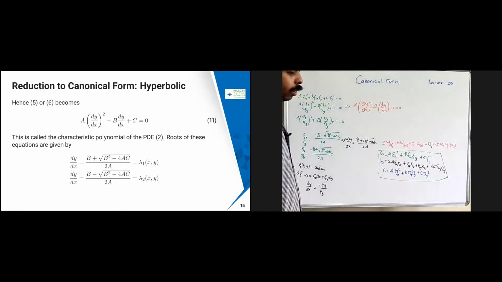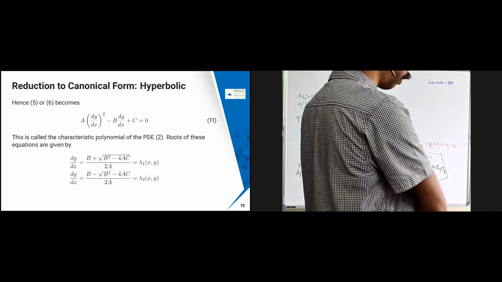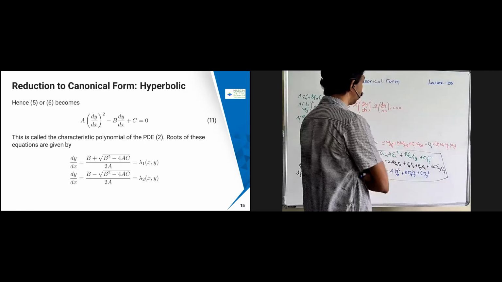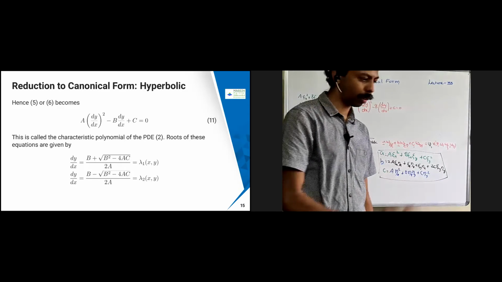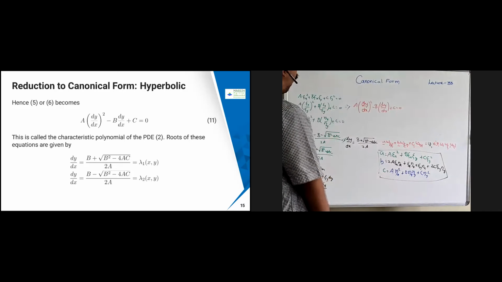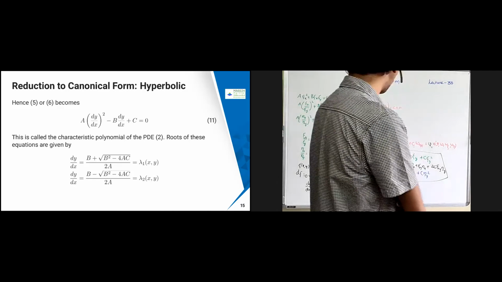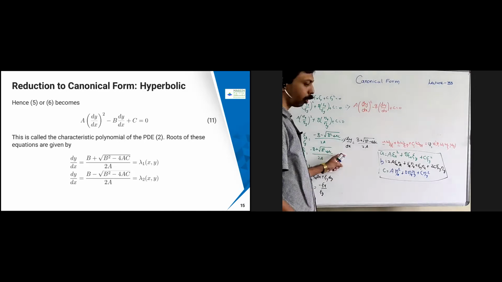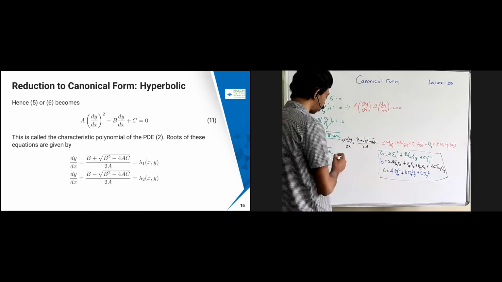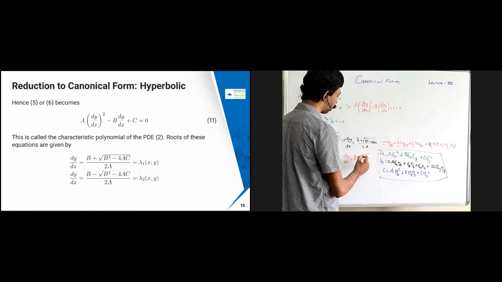Okay, so this equation is called the characteristic polynomial of the PDE. Whatever PDE we obtained, a u x x plus b u x y plus c u y y equal to some phi of x comma y comma u comma u x comma u y, for that equation this is going to be the characteristic polynomial, and the roots of this equation are given by these two. Dy by dx equal to b plus square root of b square minus 4ac by 2a. Similarly, one more equation is going to come: dy by dx equal to b minus square root of b square minus 4ac by 2a.